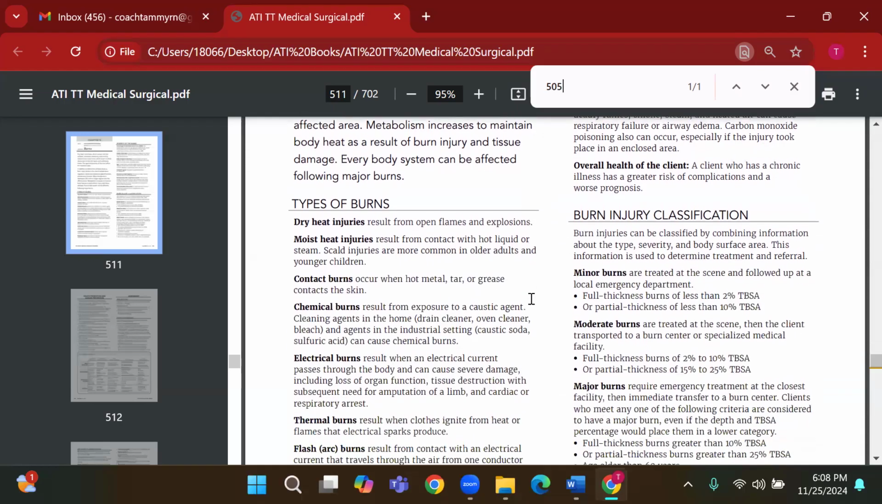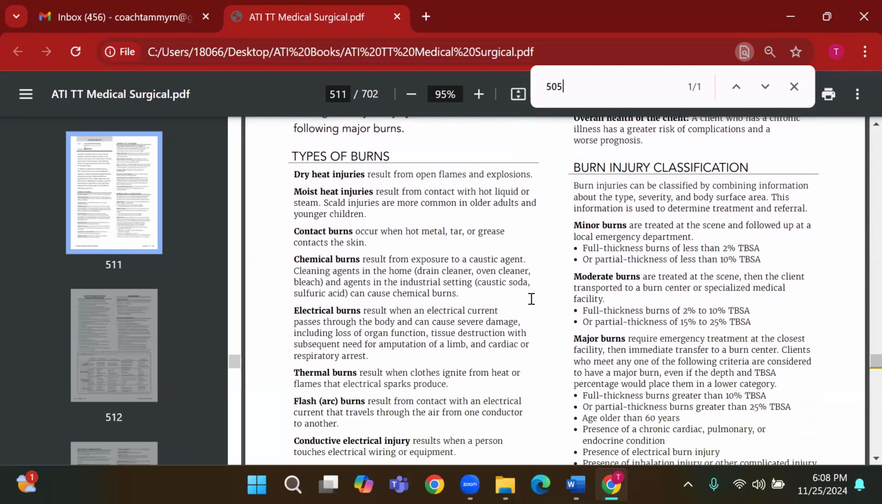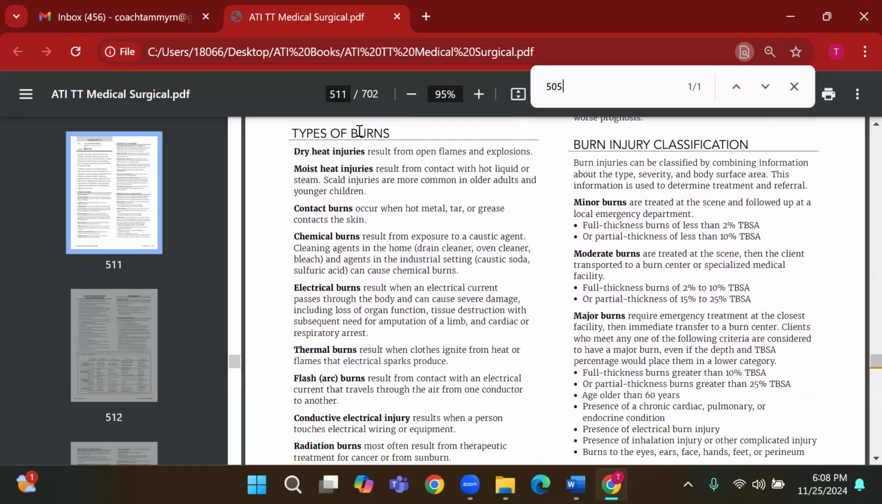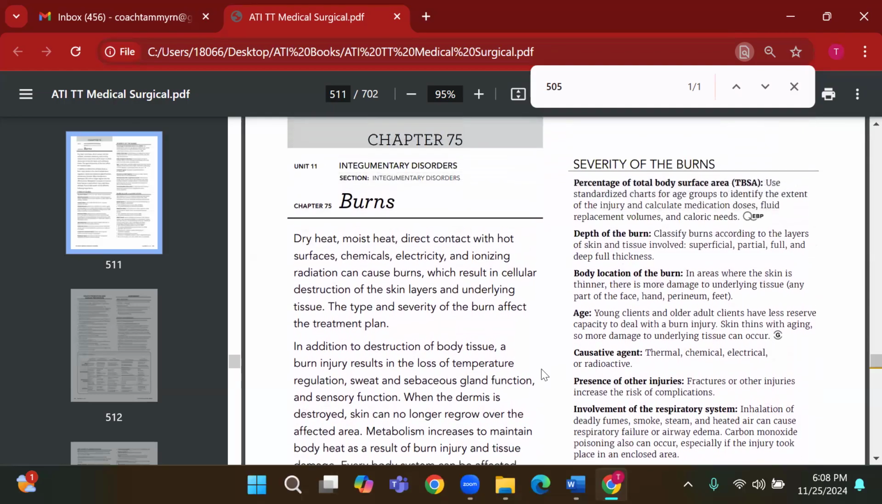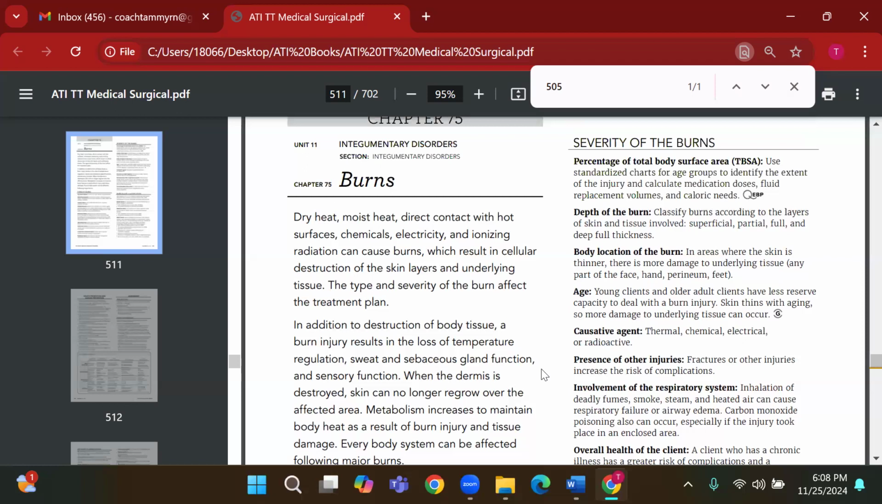Down here, and this is the older ATI, but I want you to look at yours. It just talks about the different kinds of burns, which I don't think you are going to need to know, but there are different severities of the burns, the burn depth, and I want you to see the percentage of the total body surface area, which is how do we figure that out? We're going to have to know that for the exam. And then how much fluid we give the patient is going to be important in this, okay?